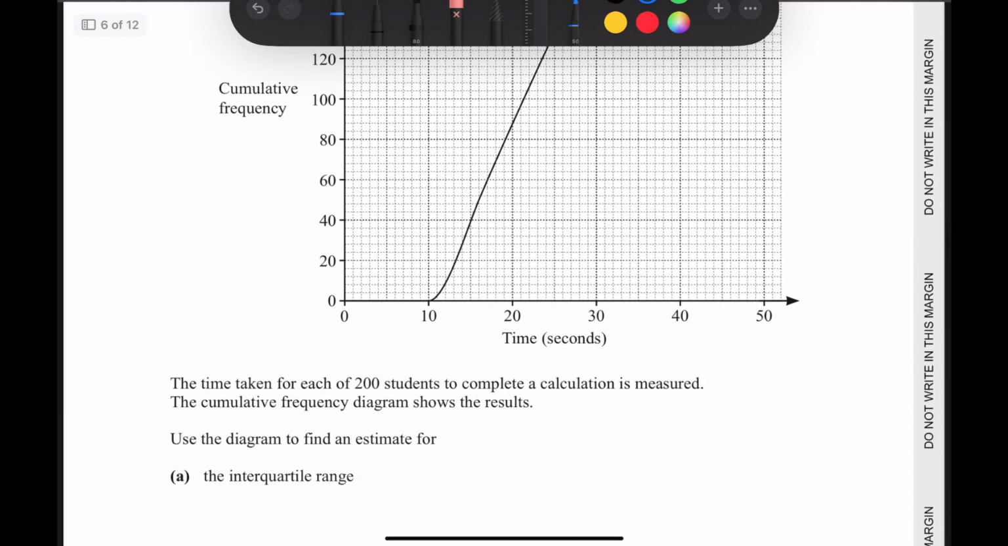Question 15 says, the time taken for each of 200 students to complete a calculation is measured. The cumulative frequency diagram shows the results. Use the diagram to find an estimate for A, the interquartile range.